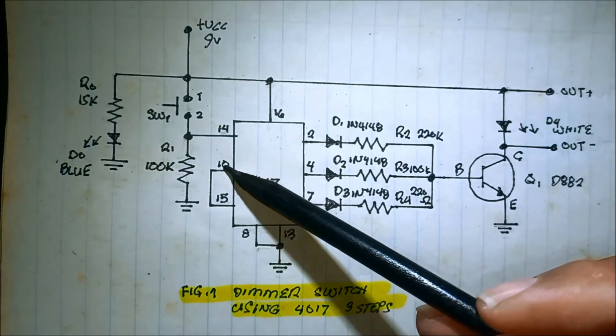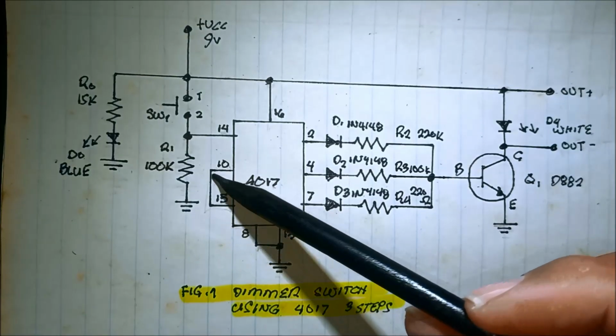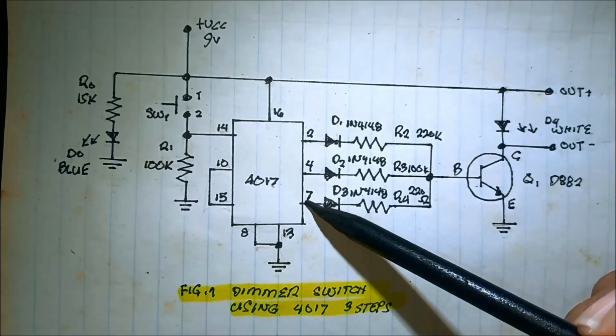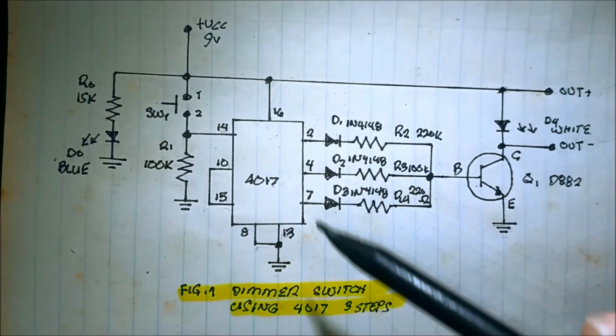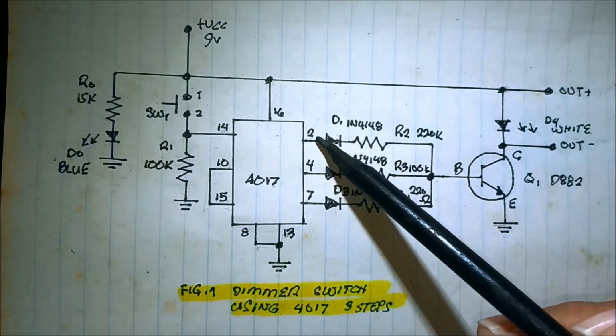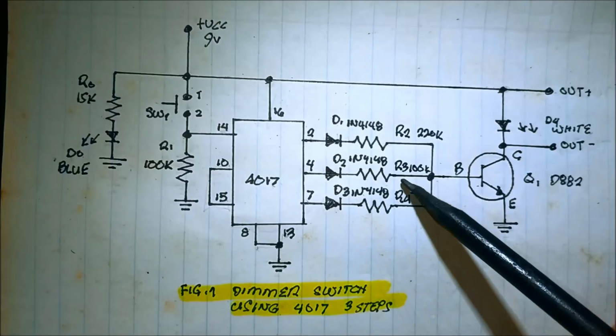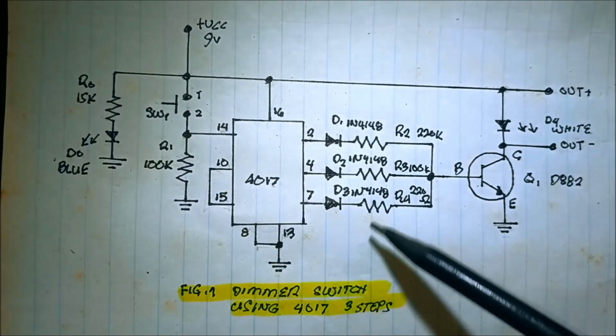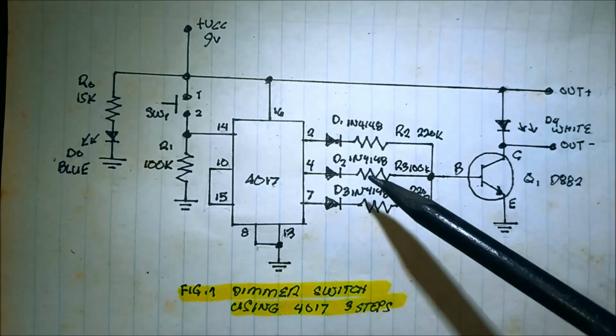Pin number 10 is an output connected to the reset. Then 7 output, 4 output, 2 output. So as you can see, it has a sequence: 2, 4, 7, 10. That is the toggling sequence.